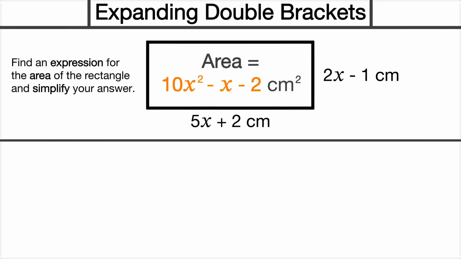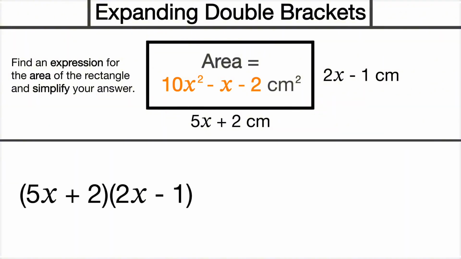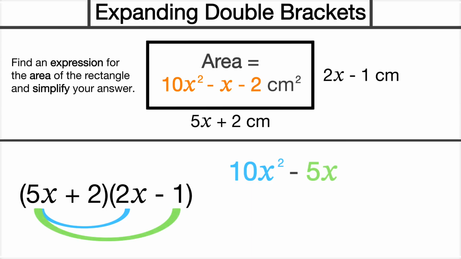To get to this answer, start by putting the two expressions into double brackets like this. Now you can expand these as you normally would to find the area. First, multiply 5x by 2x to get 10x squared. Then, multiply 5x by minus 1 to get minus 5x.